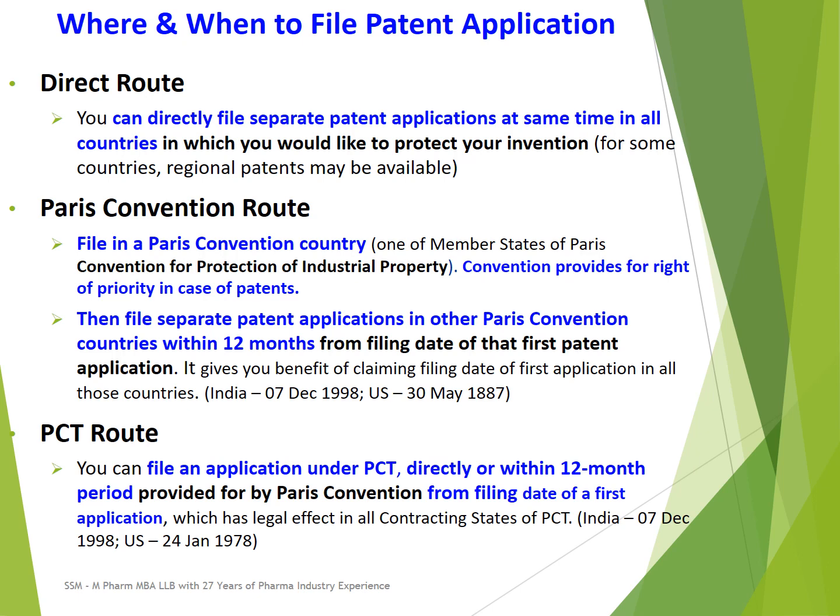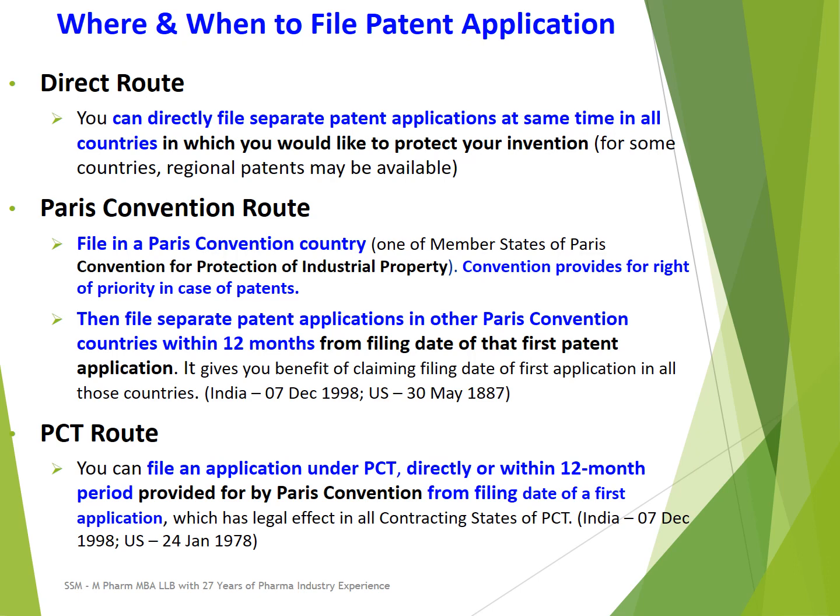After filing the application in the home country, you get 12 months. You can file applications abroad within 12 months of filing the application in your home country. So you first file your application in your home country, local patent office, then within 12 months you file separate patent applications in other countries. So you get 12 months.